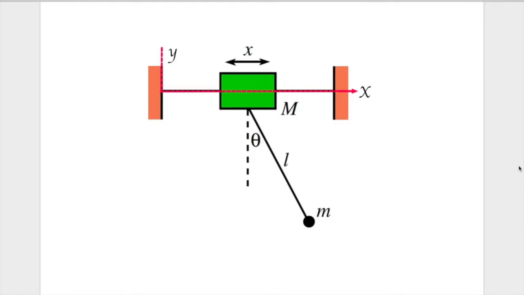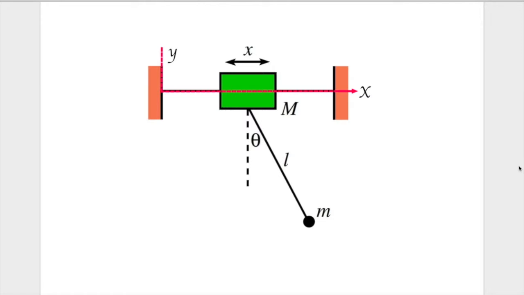So in this video, we're gonna work on a simple problem on Lagrangian mechanics. Here we've got this pendulum with support, and basically it's a pendulum of mass m and length L, and it's attached to a support of mass big M, which is free to move horizontally on a frictionless rail.